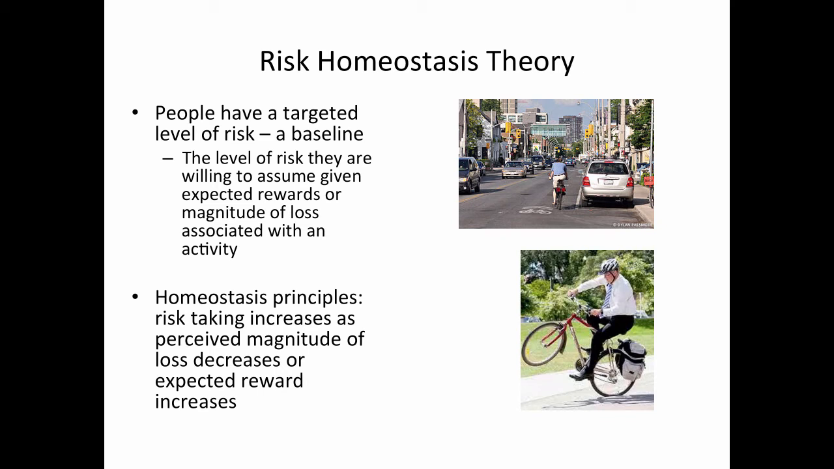Again, find that balance. You don't immediately go from the bunny slope to the expert. You go from the bunny slope to the intermediate slope, and eventually to the expert, but you continue to balance the perceived risk of loss and the perceived reward. So the homeostatic principle at work here is that risk-taking increases as perceived magnitude of loss decreases or expected rewards increase.